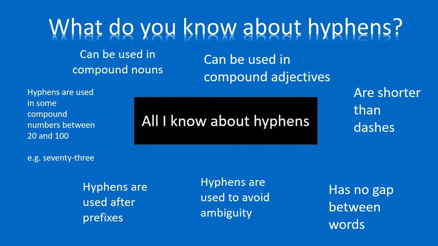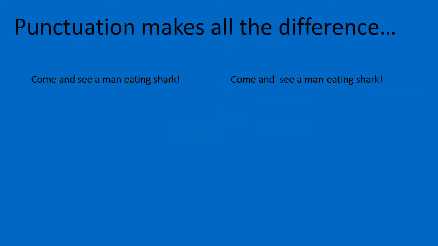Hyphens are used after prefixes. Hyphens are used in some compound numbers between 20 and 100, for example, 73. And they can be used in compound nouns and they can be used in compound adjectives. So imagine you were out and you saw a sign, and that sign said, "Come and see a man eating shark." What are your first thoughts and what would you expect to see? Pause the video here and just have a think about what it is that you would expect to see.